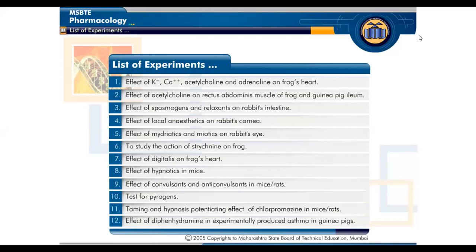In today's practical, we will see experiment number 8 to interpret it from the graph by observing the effect of calcium ion and potassium ion on heart rate and force of contraction on isolated heart of frog by using the CD of MSBT. Means in today's experiment, by using CD of MSBT, we will learn the effect of calcium ion and potassium ion on heart rate and force of contraction on the isolated heart of frog.